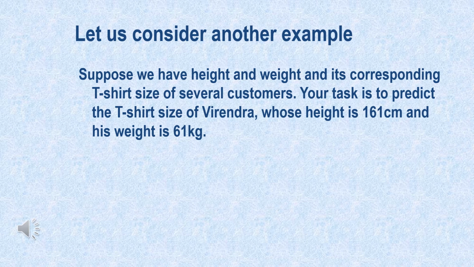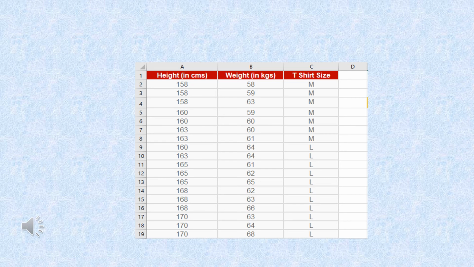Now let us consider another example. Suppose we have height and weight and the corresponding t-shirt size of several customers. Your task is to predict the t-shirt size of Virendra, whose height is 161 centimeters and weight is 61 kg. Here we have a complete data set with features like height, weight and t-shirt size.